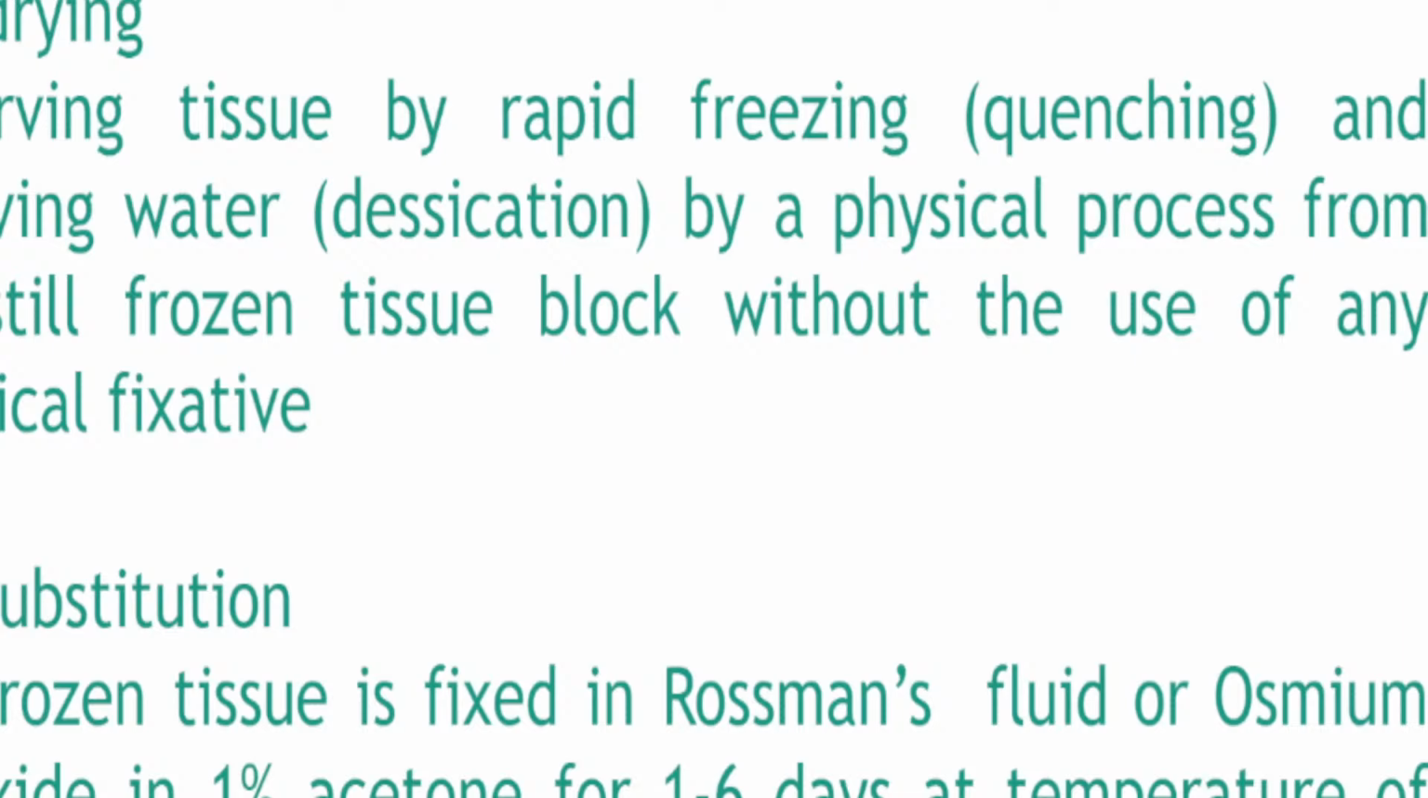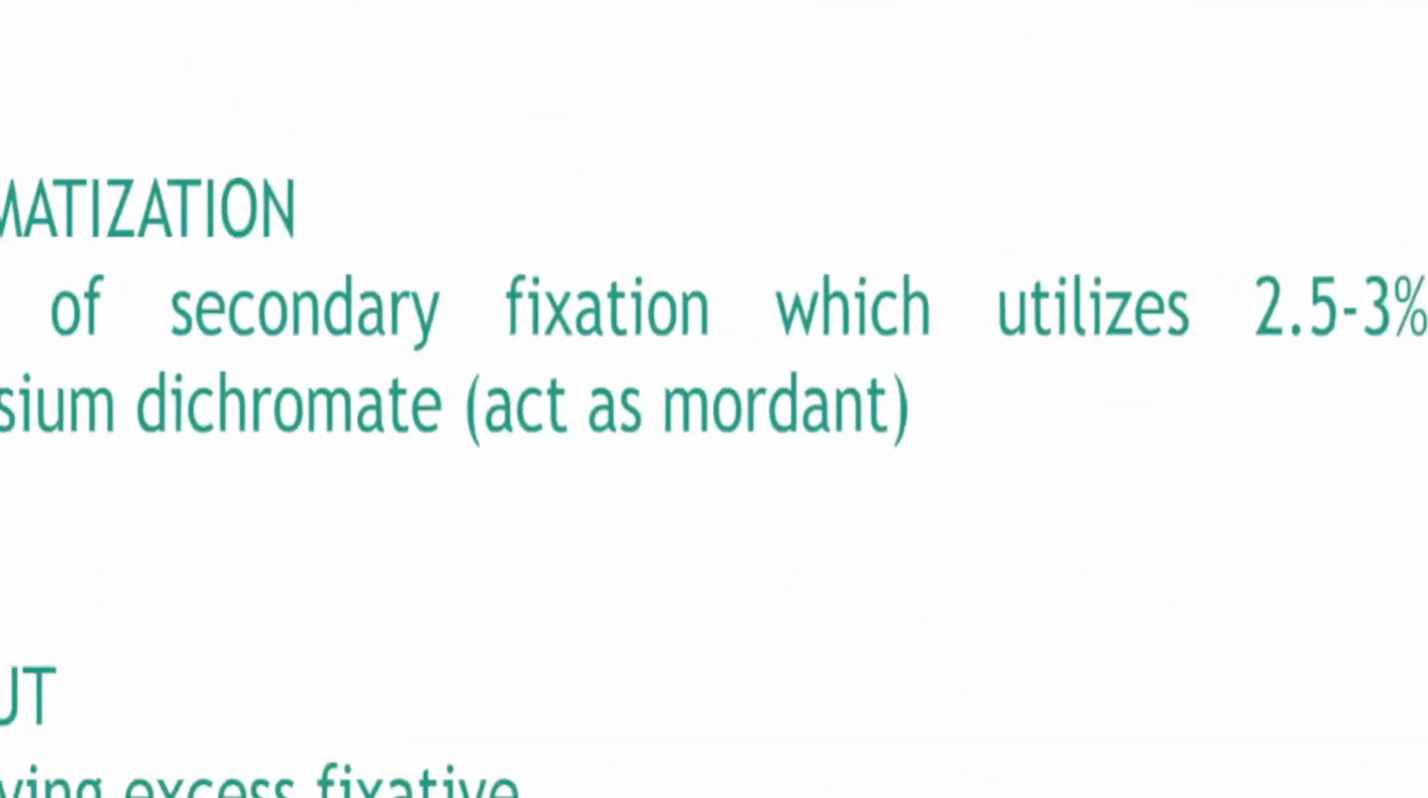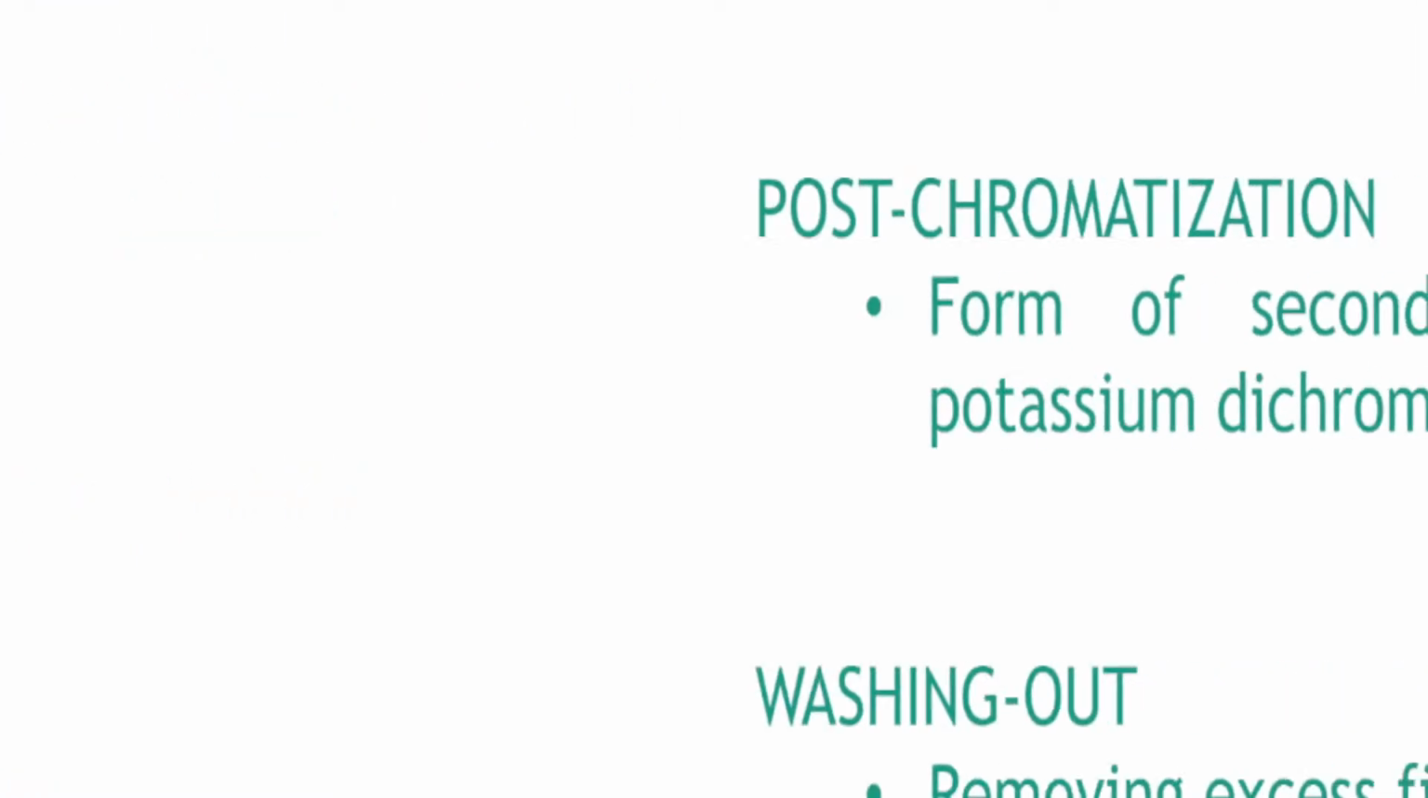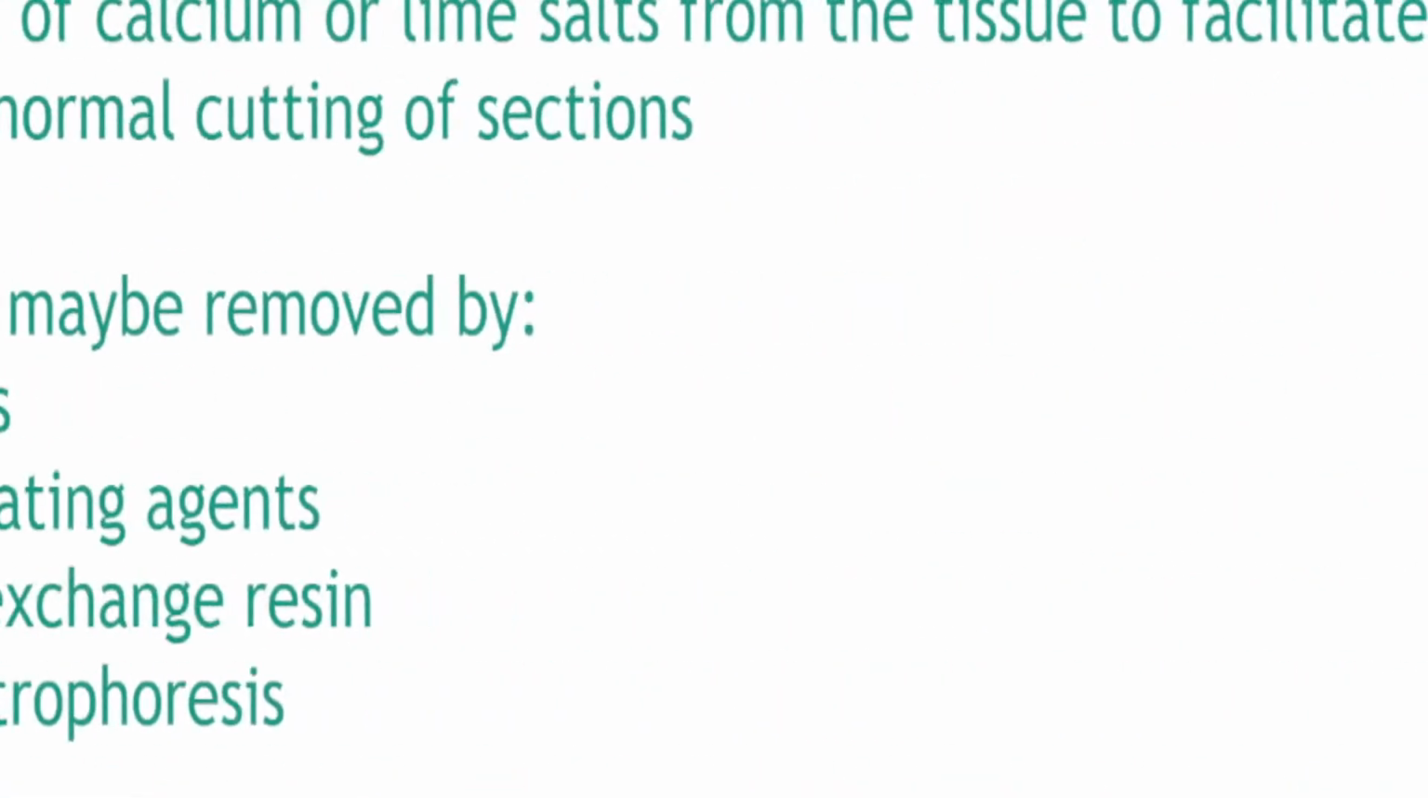What is chemical fixation? The use of aldehydes, metals, lead, alcohols, osmium tetroxide, trichloroacetic acid. What else? What's the last one? I forgot the last one. Acetone. Okay, so if you forget, sorry, I forgot chromates. Okay, now let's move on to the next one.